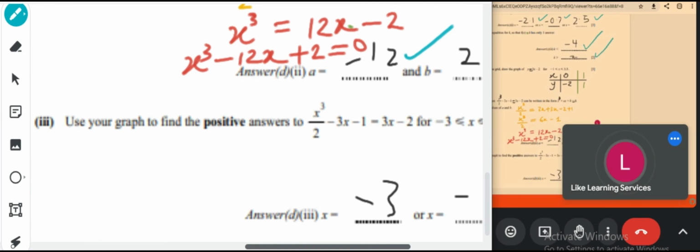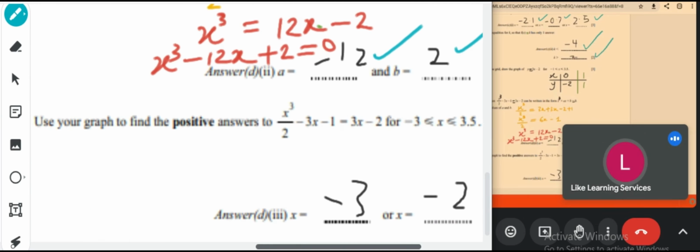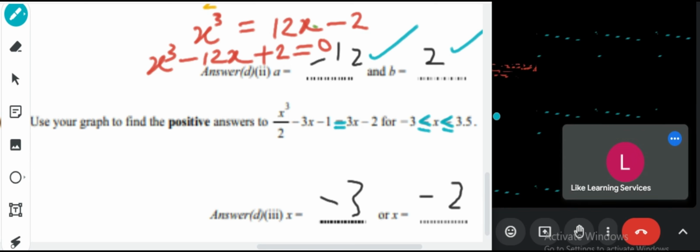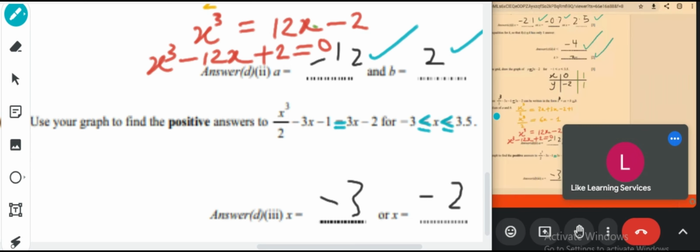This other one, I told you they will definitely ask you to solve this. It says use your graph to find the positive answers to x cubed over 2 minus 3x minus 1 is equal to 3x minus 2, for minus 3 less than or equal to x less than or equal to 3.5. So they've given you the domain. Okay, what did you do?